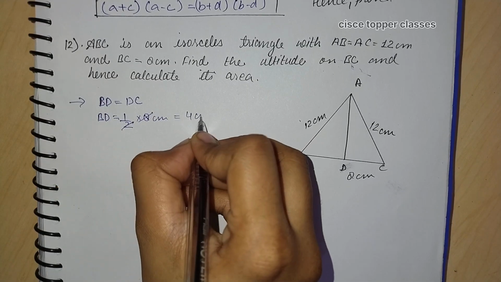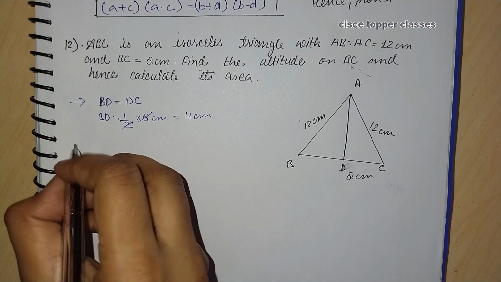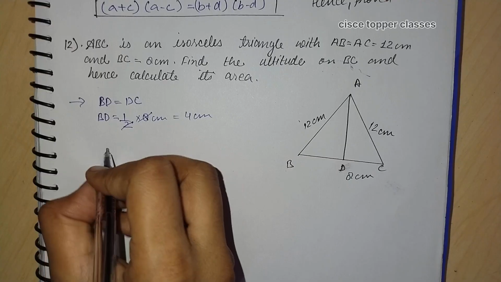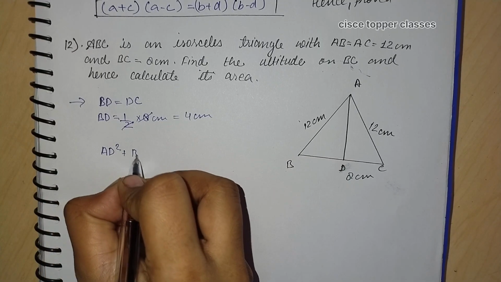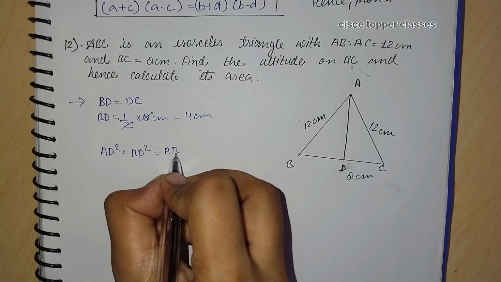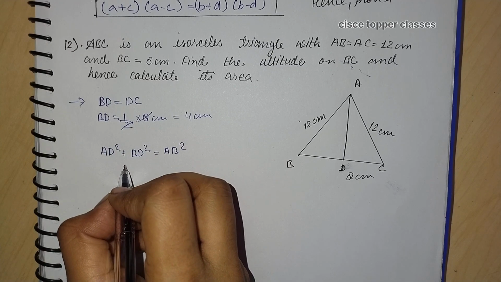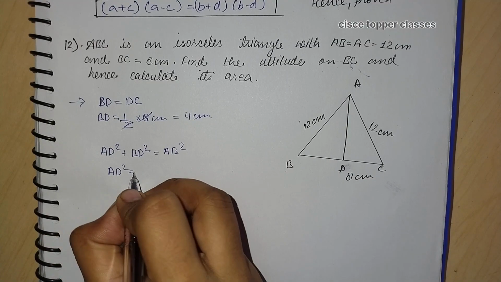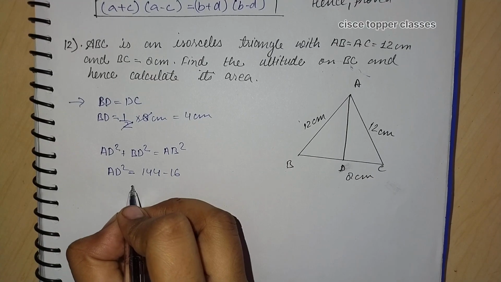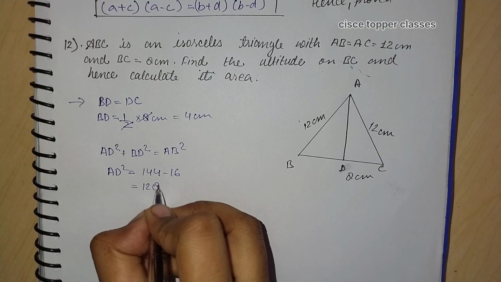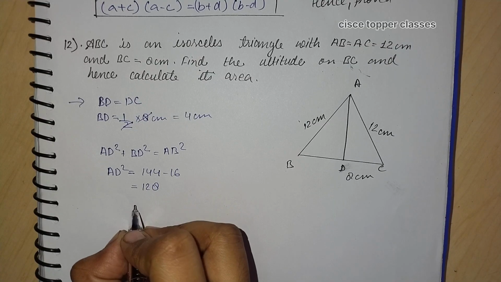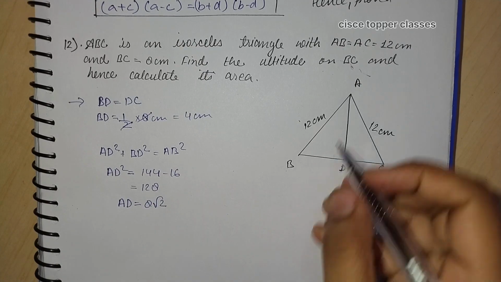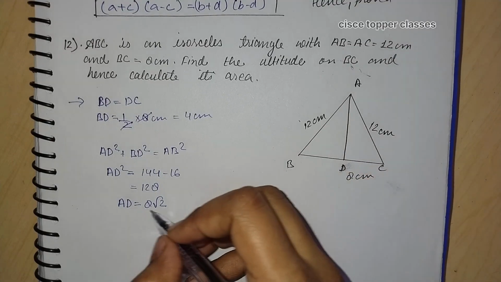So this will be 4 centimeter, and in right angle triangle ABD we can write AD square plus BD square is equal to AB square. BD is 4 centimeter and AB is given as 12, so AD square is 144 minus 16, which will be 128, and the square root of 128 is 8 root 2. So AD is equal to 8 root 2. So this altitude on BC is 8 root 2.